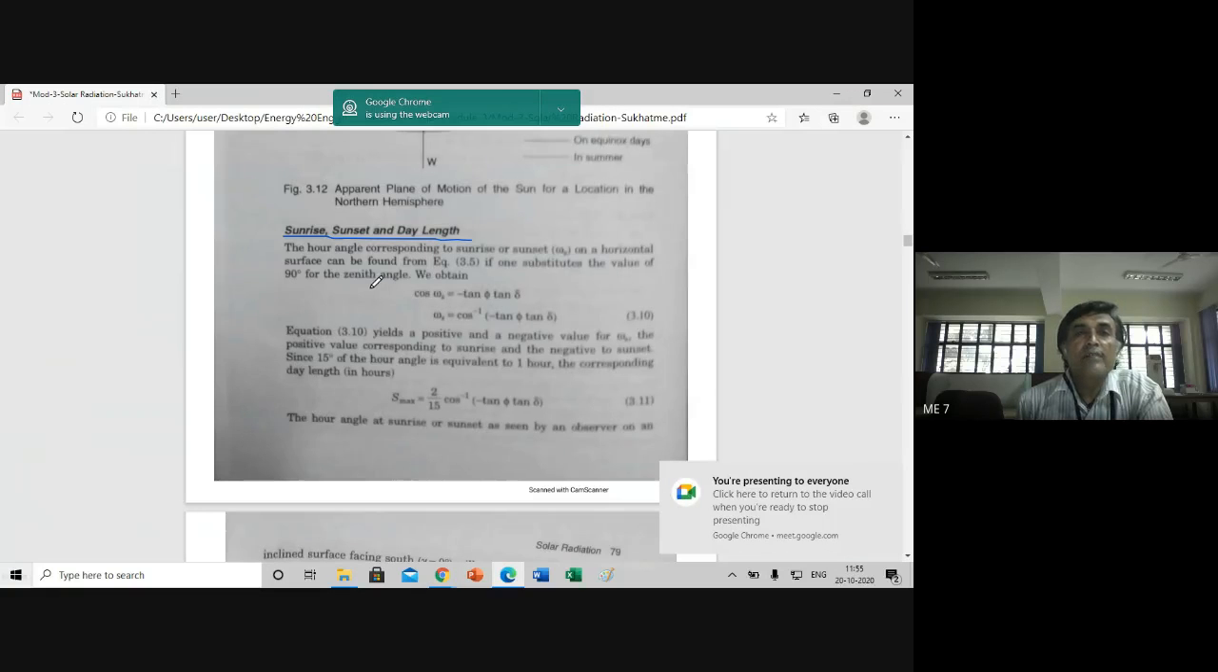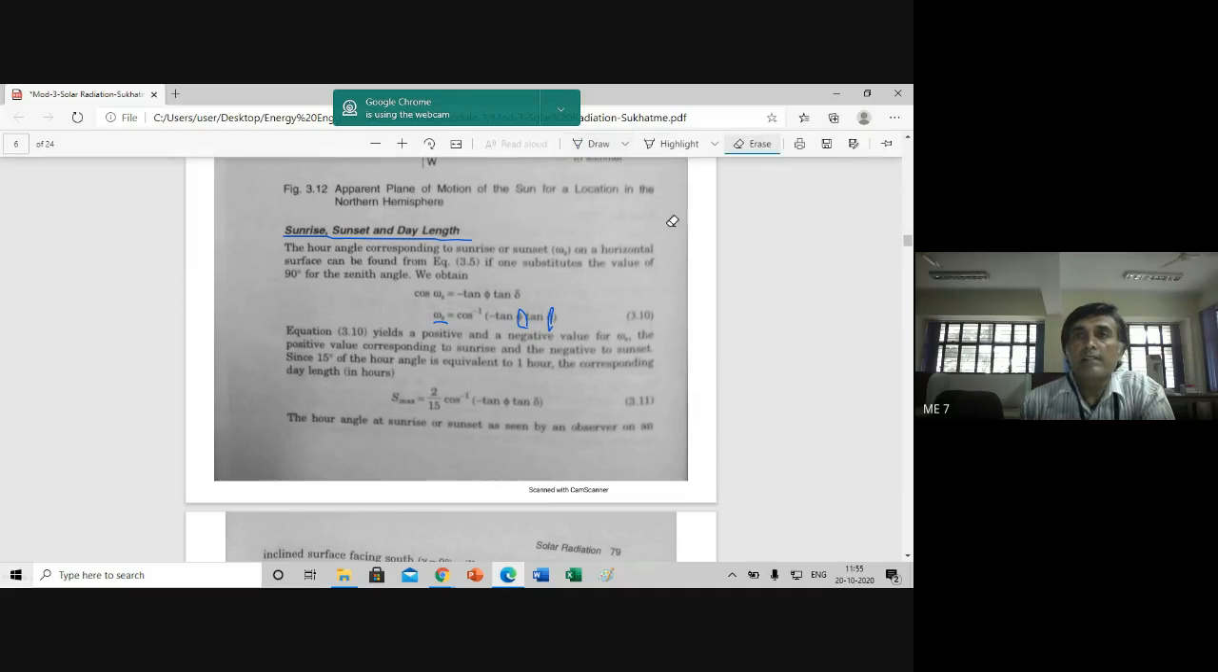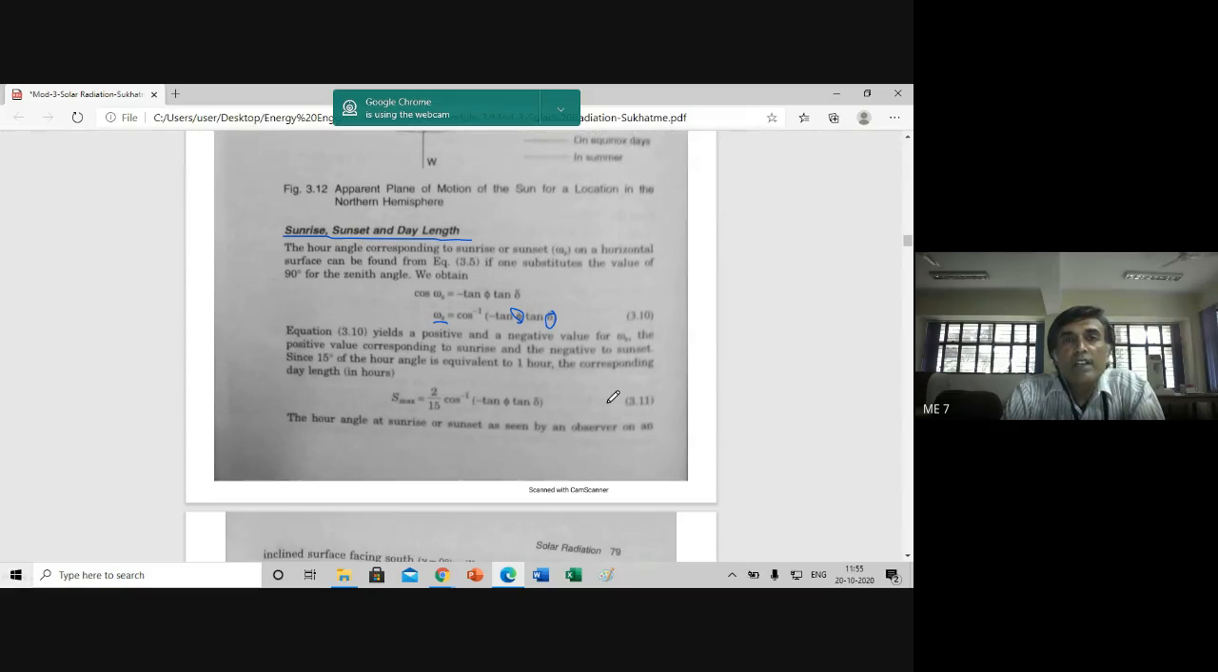In order to calculate the hour angle corresponding to sunrise or sunset, we use this equation. Omega s is the sunrise or sunset hour angle. Phi is the latitude and delta is the declination. If you know these two, the sunrise and sunset hour angle can be calculated.